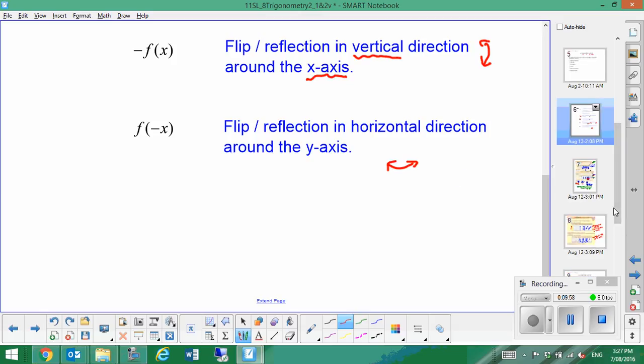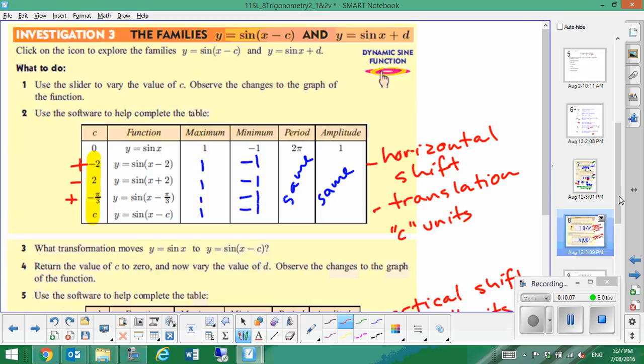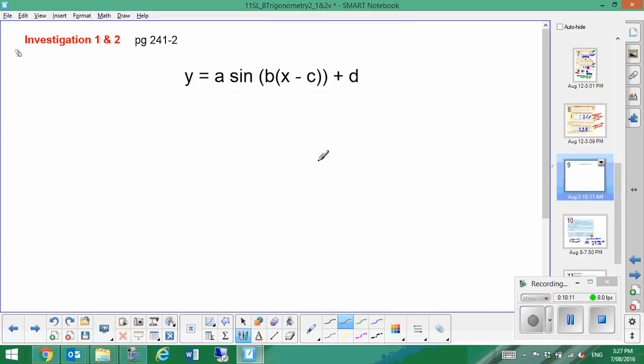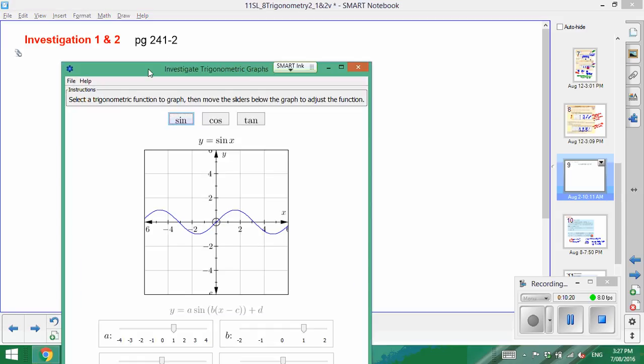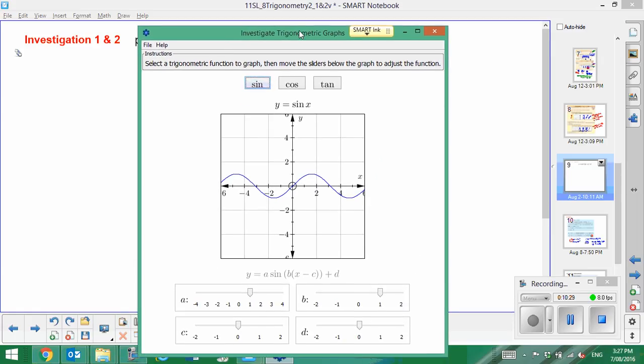At this point, you should stop the video and make sure you've worked through these two investigations. There's three parts to it. So work through all those to see what patterns you observed. Having worked through that, you might be able to come up with some conclusions. What I want to run through here is this little applet, which you can access through your textbook as well, where we can see the effect that changing A, B, C, and D have on the sine function.